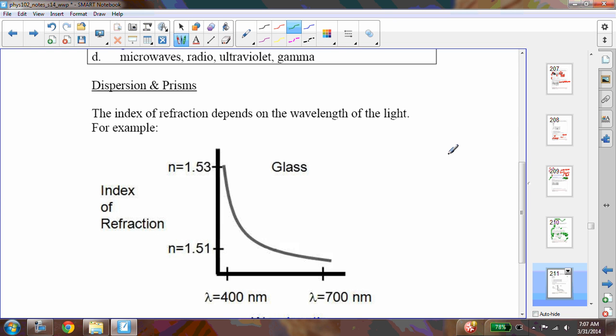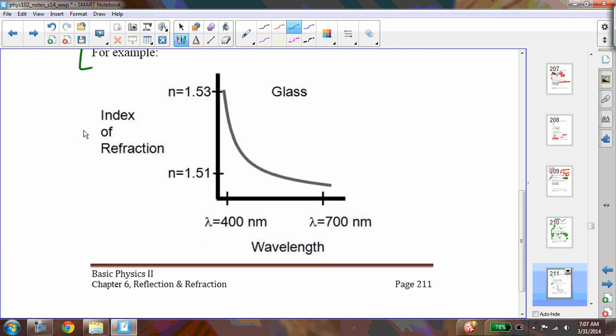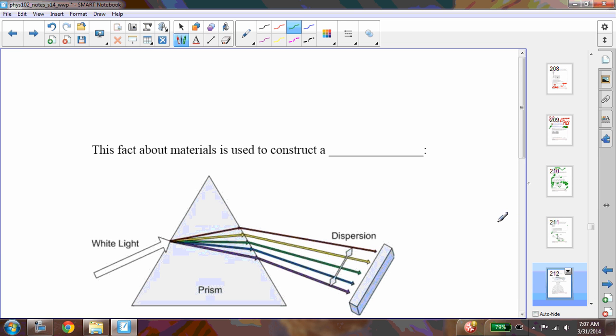Prisms work because the index of refraction depends upon the wavelength of light. So this is how prisms disperse light into its different wavelengths. We see here the index of refraction for glass going from 400 to 700 nanometers. It drops, not a whole lot, 1.53 to 1.51, but over 300 nanometers, the range of the visible spectrum, it drops by 200ths. And that's enough to cause light of different wavelengths to bend at a different angle according to the law of refraction. And we get something that looks like this.